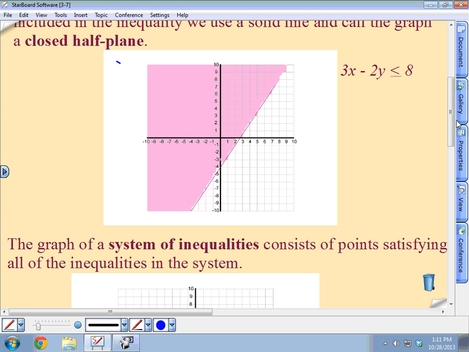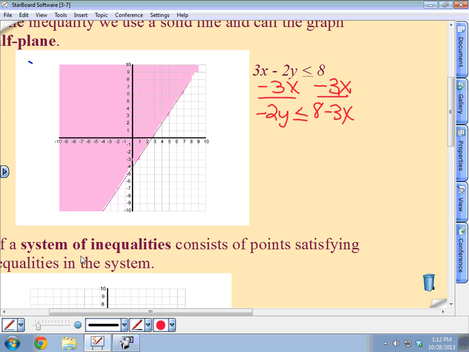So I did this inequality, 3x minus 2y is less than or equal to 8. In order to graph that line, I want to sort of solve for y. That way it's easier to graph the line if I know the slope and the y-intercept. So I'm going to take this inequality and solve that for y. If I subtract 3x from each side, I have negative 2y is less than or equal to 8 minus 3x.